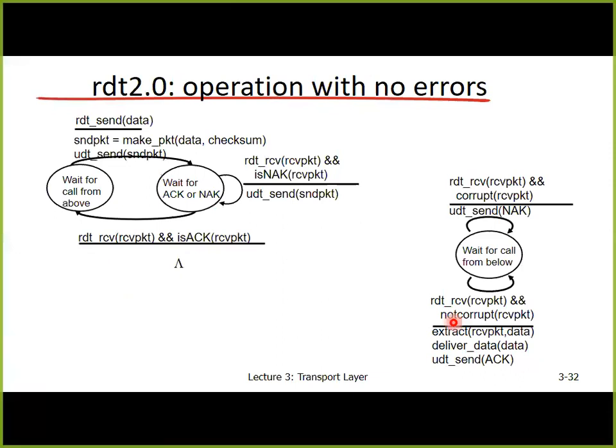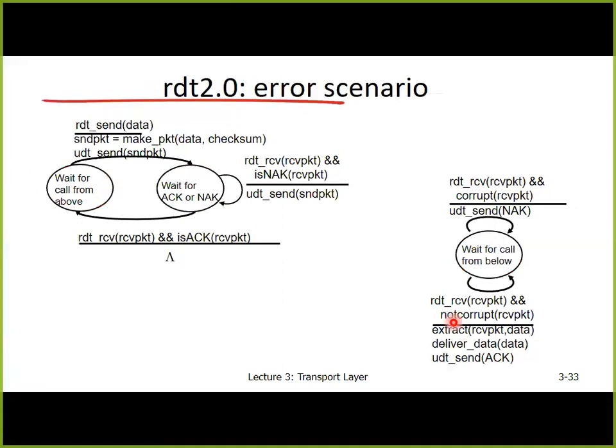Okay. So now let's say there are no errors. We're basically going to do exactly what we just said here. So we sit around, wait for a call from above. So we get, okay, on both sides. So we send data, okay. So we make a packet, then send the packet, and then it goes and we transition to the next state. Then here we receive a packet and it is not corrupt, so we extract the packet, deliver it to the upper layer, and then send an acknowledgement. And then we go back and receive data, it's an acknowledgement. So we do nothing and we transition to the state where we're waiting for a call from above.